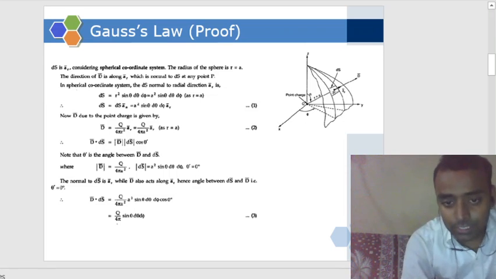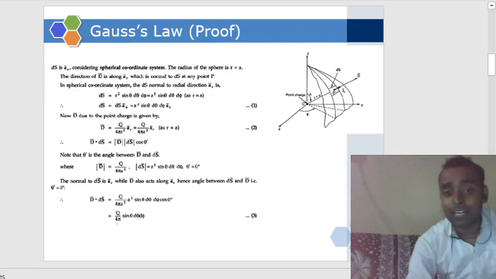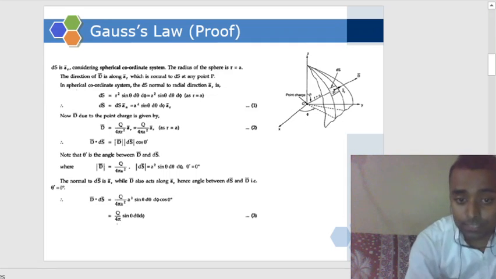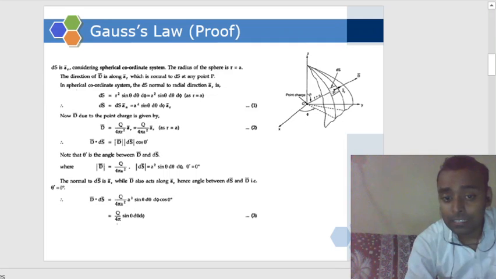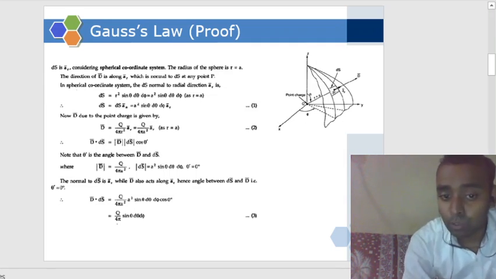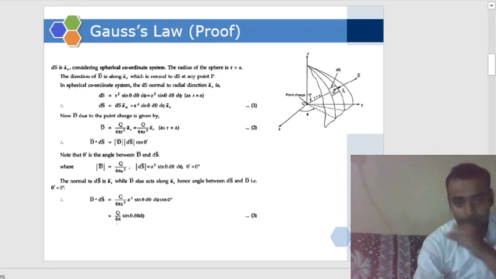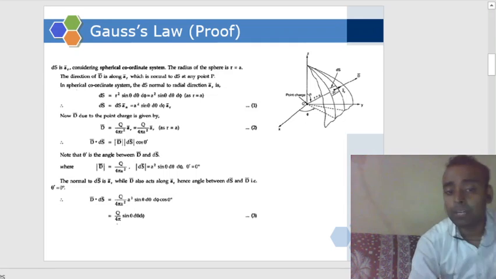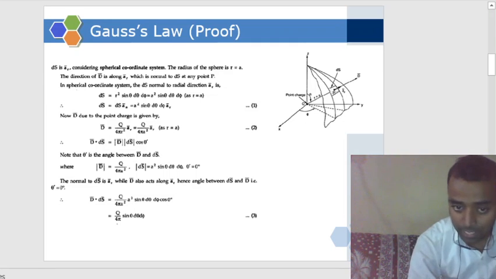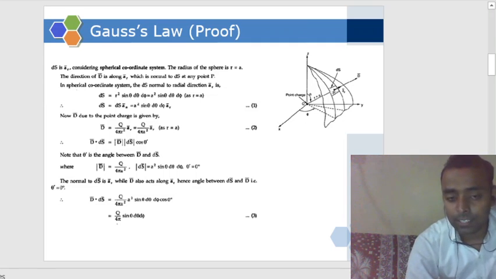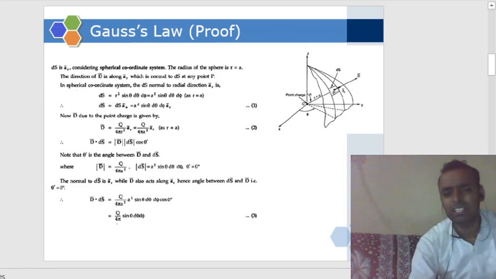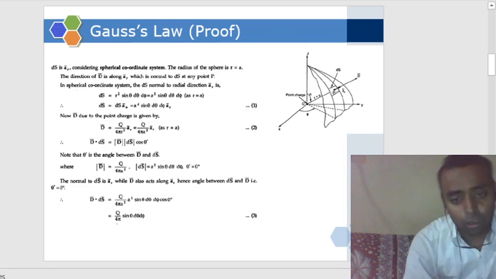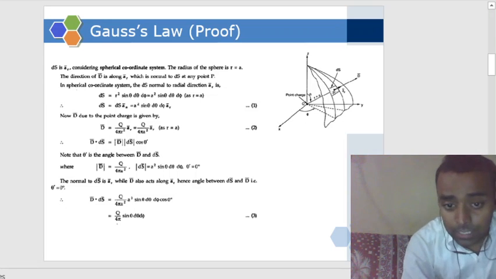Now what is D for a point charge? We had calculated it: it is equal to Q upon 4 pi r square in the direction of a_r. So we take the dot product of D and ds, which is commutative, as you know from vectors. D dot ds or ds dot D is the same; a_r dot a_r will be 1, and D dot ds gives D ds cos theta.